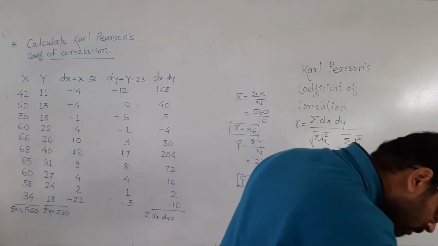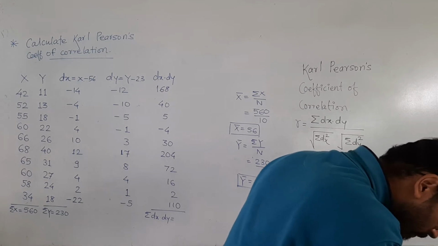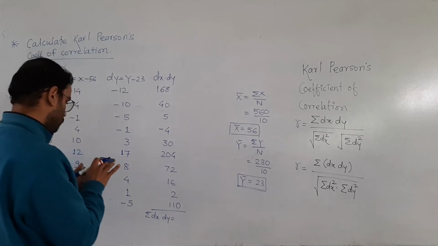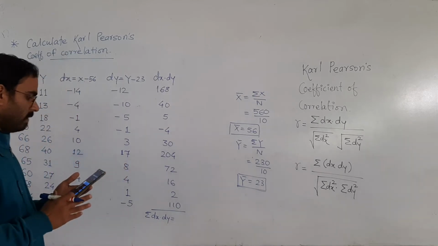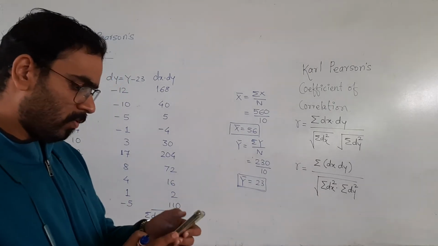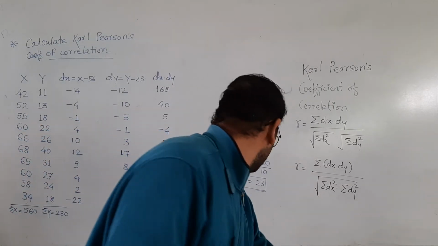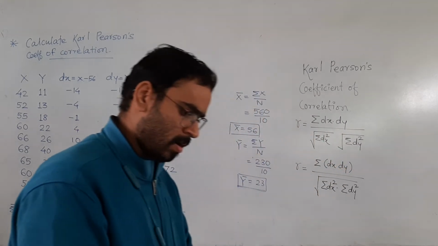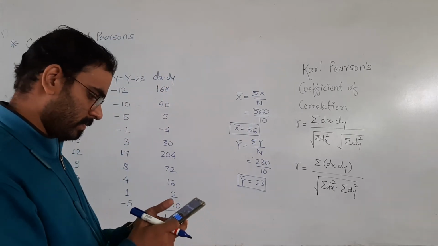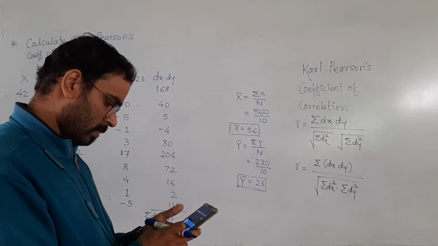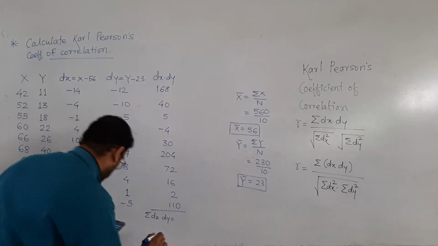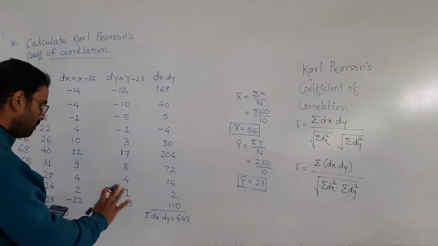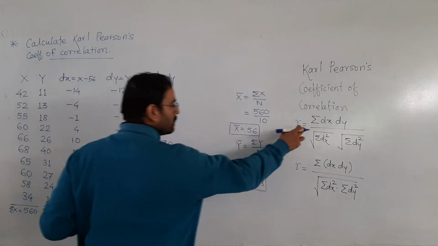Actually, there it is given. Okay, I have to calculate it once again. 168, 40, 5, minus 4, minus 30, 204, 72, 16, 2 and 110. Okay, 643. Yes, 643. So we got the summation of dx into dy, and we got this value.